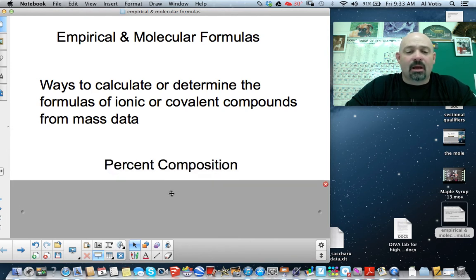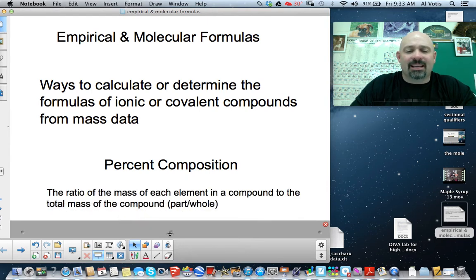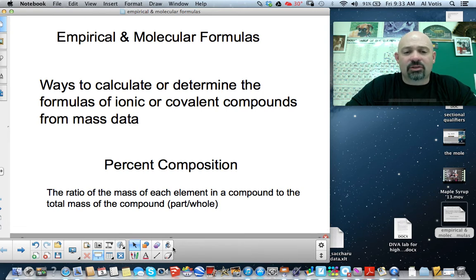To start off though, before we can really look at empirical and molecular formula, we have to look at percent composition. Basically, percent composition is just the ratio of the mass of each element in a sample or in a compound to the total mass of your compound. So it's always a part over a whole type situation as we look at a percentage. And so that's where we want to find out what percent of each element makes up a compound.